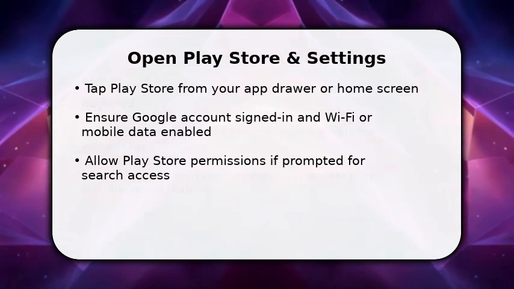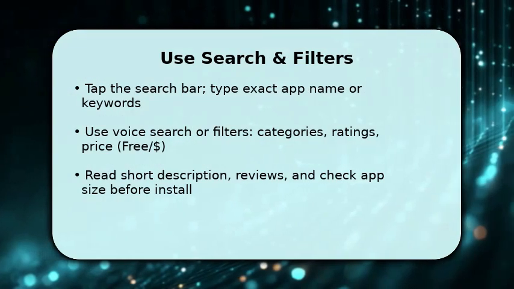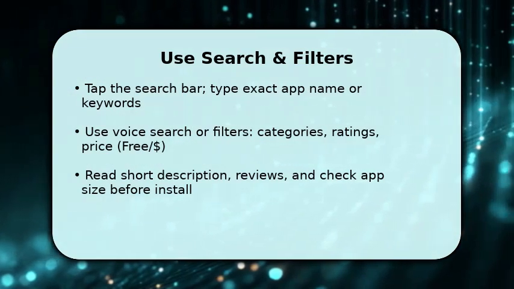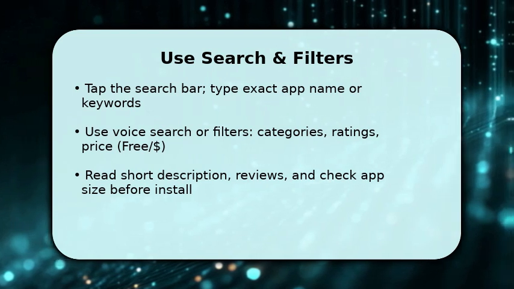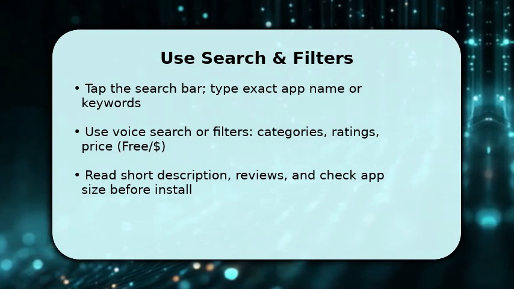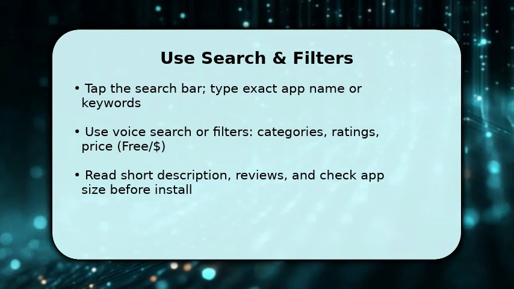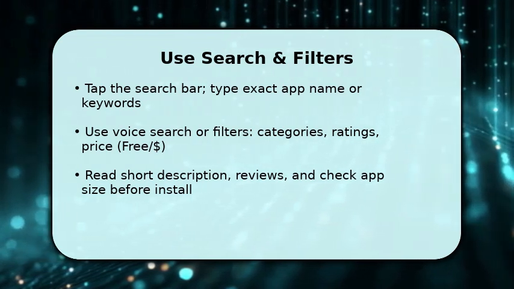You'll type the app name or clear keywords into the Play Store search bar to narrow results. Voice search works if you prefer speaking. After results appear, use filters and categories to refine by rating, price, or relevance so you don't scroll endlessly.